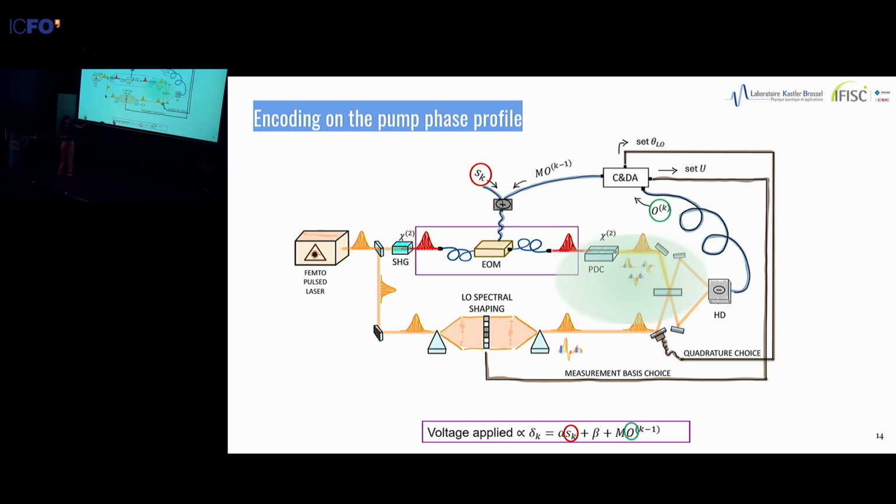And then I will get some observables that are the elements of the covariance matrix. And these observables, I will feed them back into the input encoding. So in this way, I also have the fading memory.